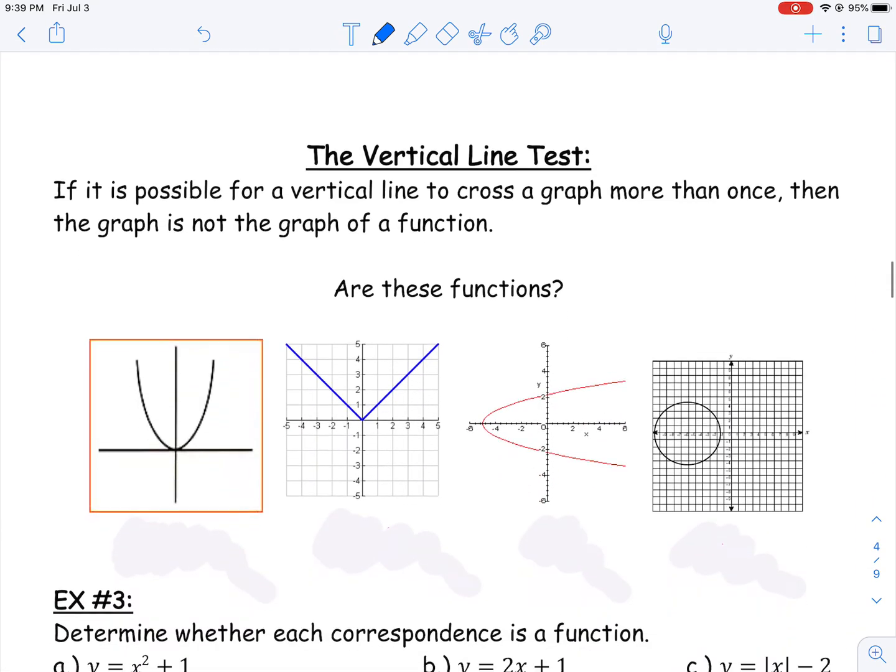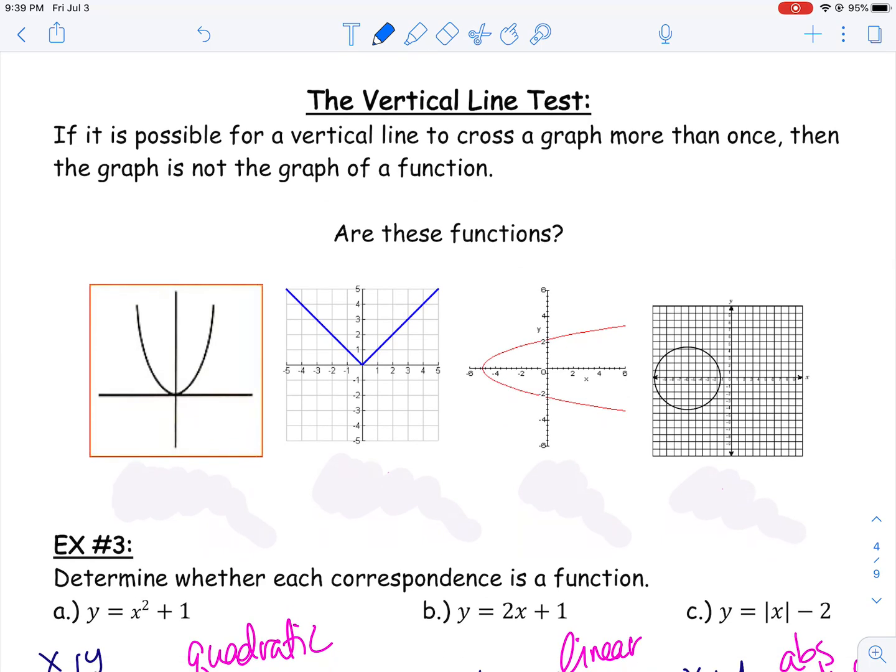So how can we tell if we're given a graph if something is a function or not? Well, one easy way to do that is what's called the vertical line test. If it's possible for a vertical line to cross the graph more than once, then we say that the graph is not a function. So if your vertical line only touches it once, then we say it is a function.